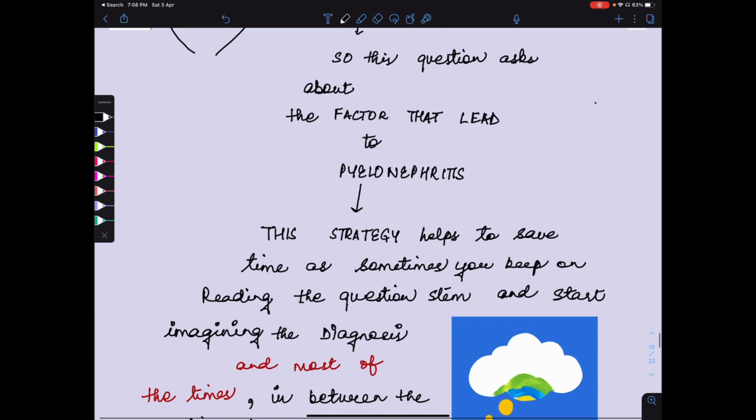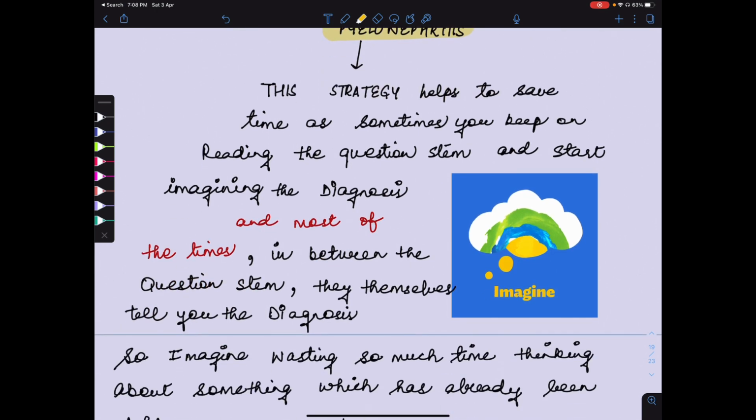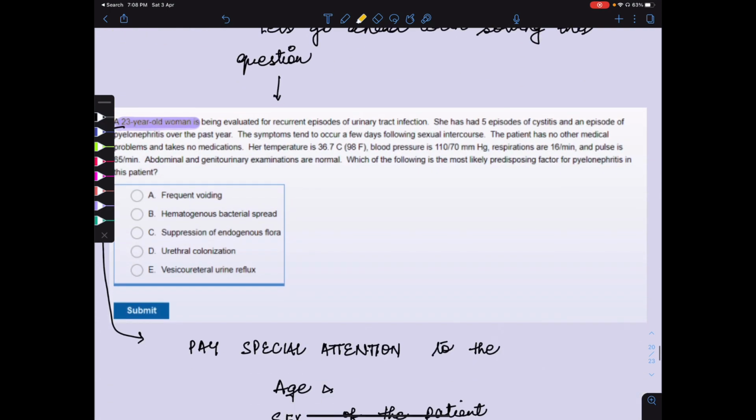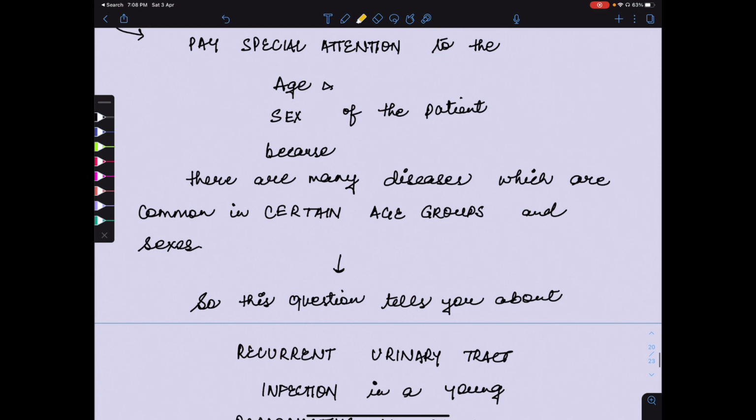Okay, so in this question he asks about the factor that led to the pyelonephritis. Now the strategy helps you to save time, as sometimes you keep on reading the question stem and start imagining the diagnosis, and most of the times in between the question stem they themselves tell you the diagnosis. So imagine wasting so much time thinking about something which has already been told, right? So this is how I explained to you how to solve this question.